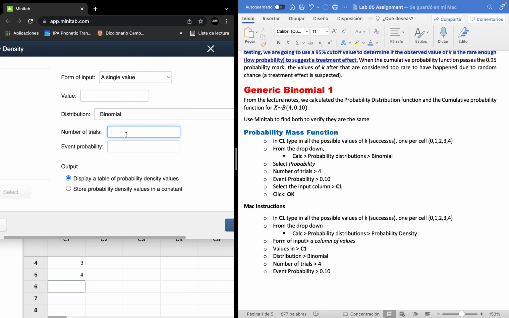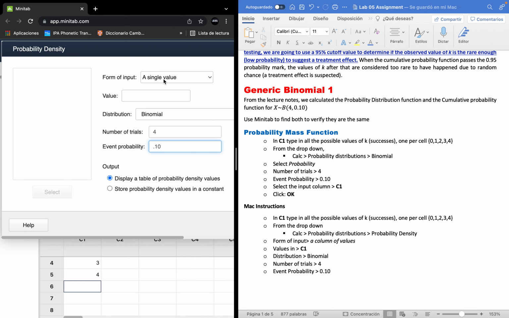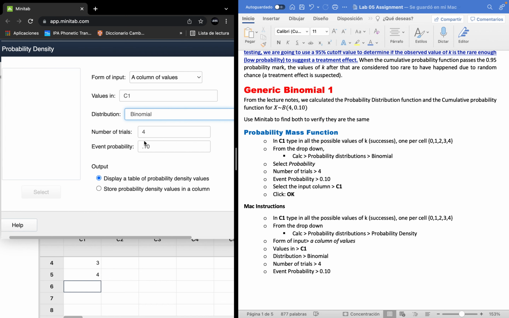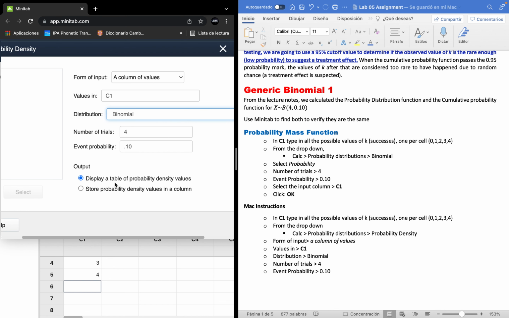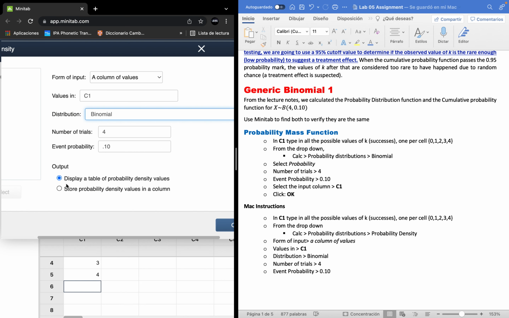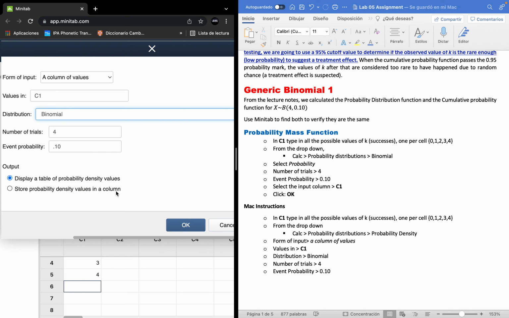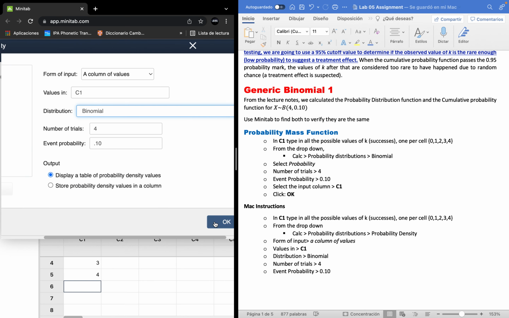Binomial, number of trials, in this case, is 4. Event probability is again the probability of success in only 1 trial, given by 0.10 in this case. So write 0.10. For form of input, not a single value; I want a column of values. Values are stored in column C1, so double click C1. You can display a table of probability density values, or you can put it into a column. I'm going to choose to display the table. After all of this, you click OK.